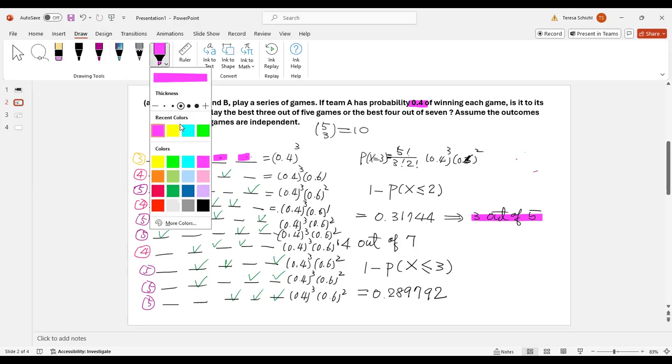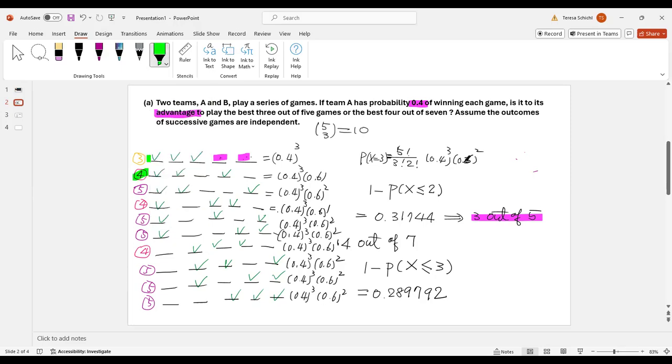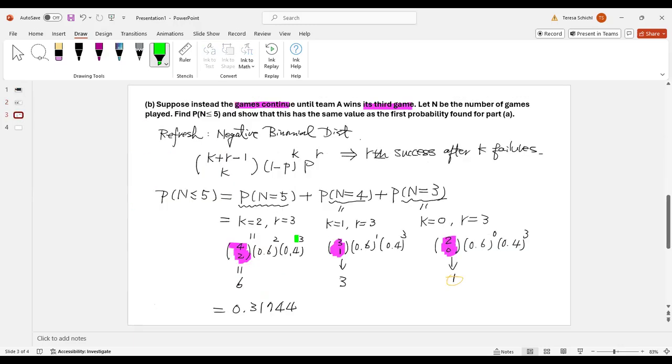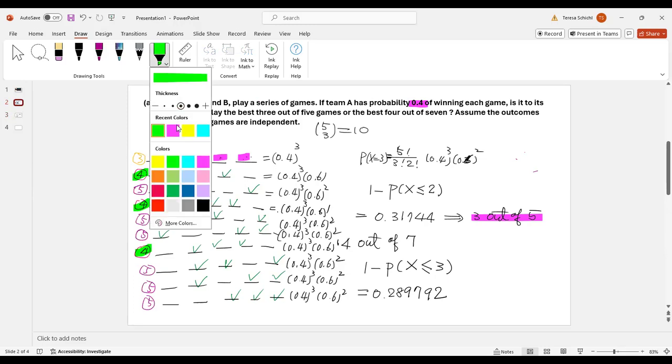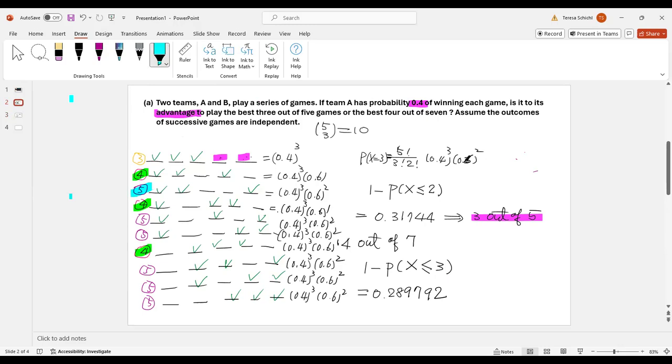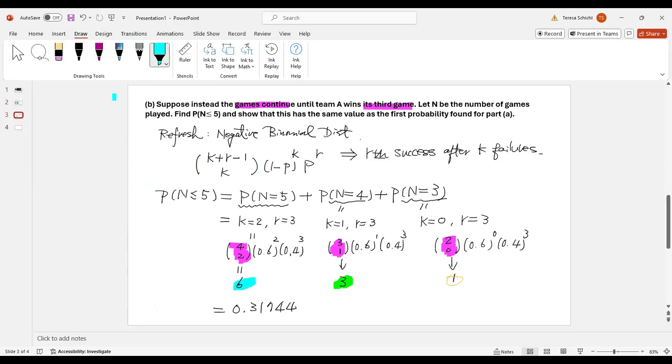How many 4 games do we have here? Okay, we have 1, 2, 3. So back to here, right? What do we get? 3, 4 games. Then back to here again. How many 5 games do I need to play? 1, 2, 3, 4, 5, 6. Okay, so that's why it's this 6 here.